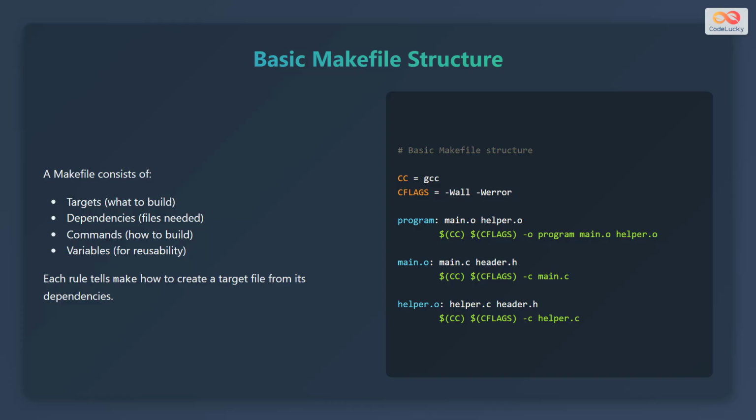The main.o target depends on main.c and header.h. The command compiles main.c into main.o. Similarly, helper.o depends on helper.c and header.h, with a command to compile helper.c.